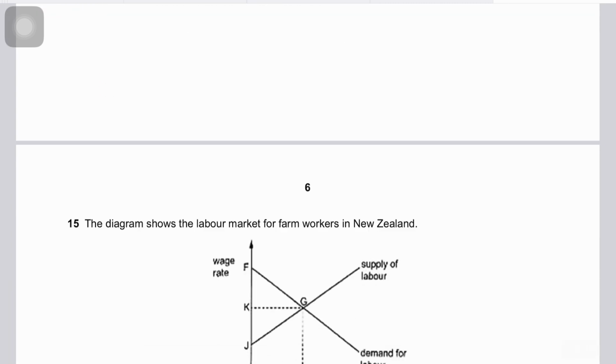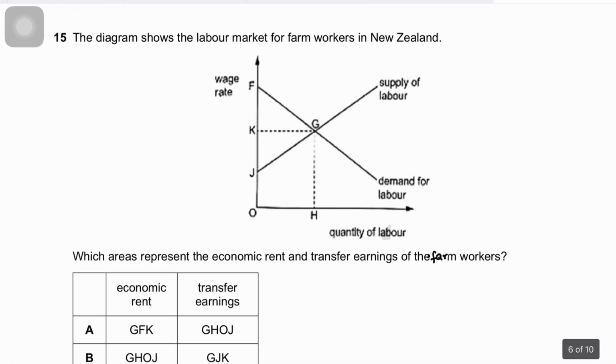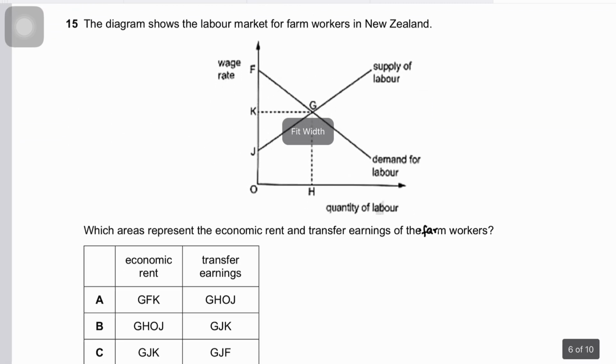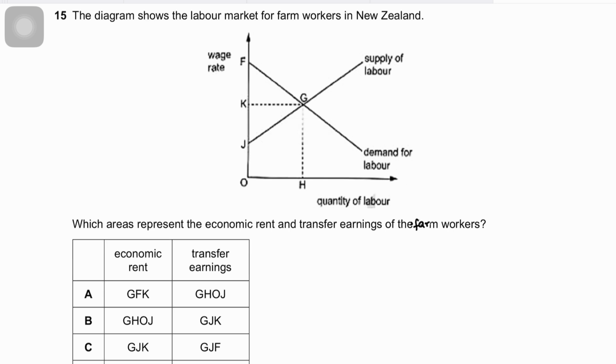The next question, number 15, says the diagram shows the labor market for farm workers in New Zealand, and which area represents the economic rent and transfer earnings? Easy question. We know that transfer earnings is basically the minimum reward required to keep factors of production, such as labor, in their current occupation, and this is shown by the area underneath the labor supply curve. And we know that the total earnings or total reward of labor equals the wage multiplied by the employment.